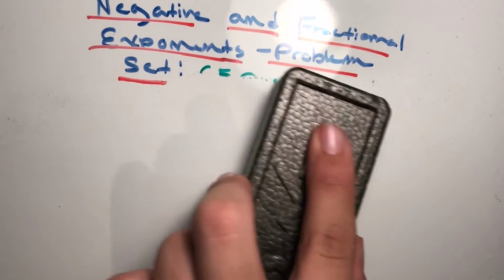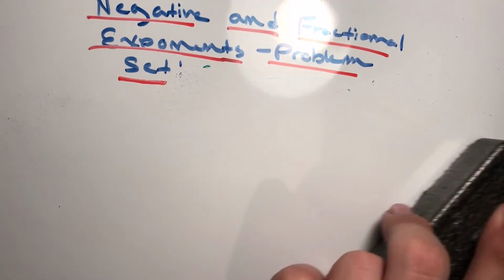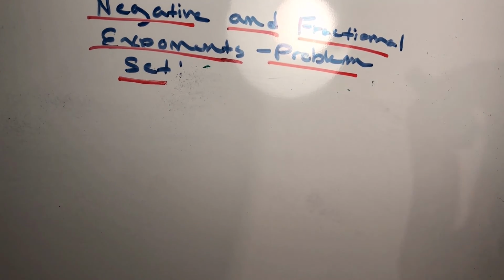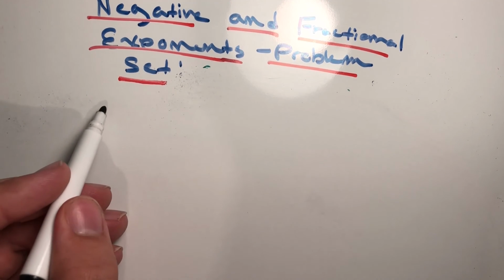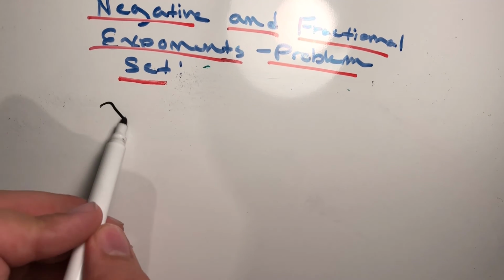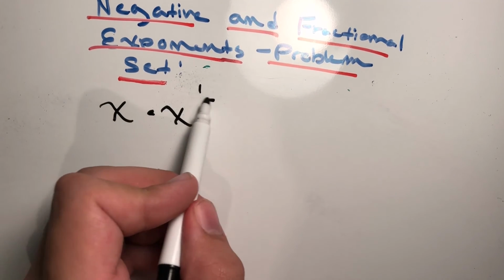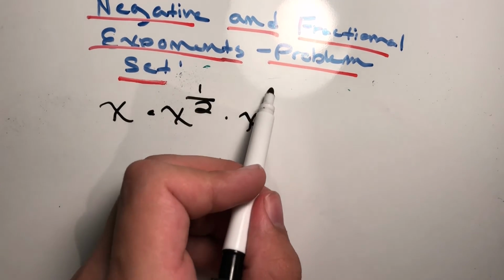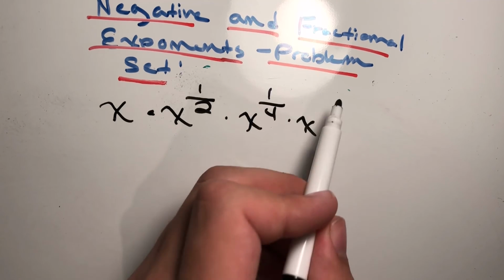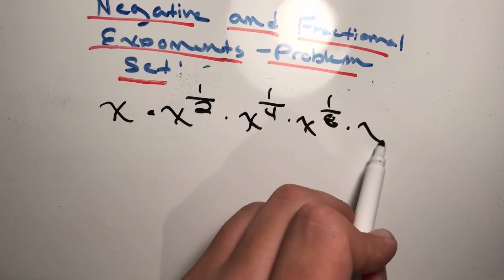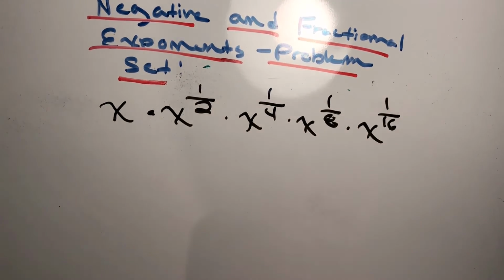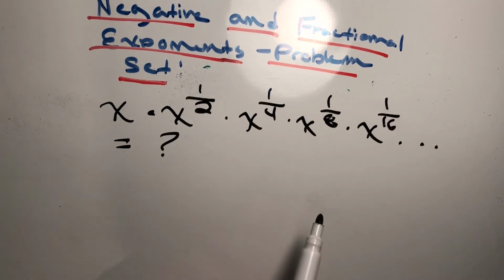All right, great. So I want to do one challenge problem. I'll explain the solution, but I don't necessarily expect everyone to get it here. It's a bit of a complicated one, but I do think it's worth exploring. The challenge problem is this. What if I had x times x to the 1/2 times x to the 1/4 times x to the 1/8 times x to the 1 over 16th? I just keep doing this on and on and on. What is this equal to? That's the question.